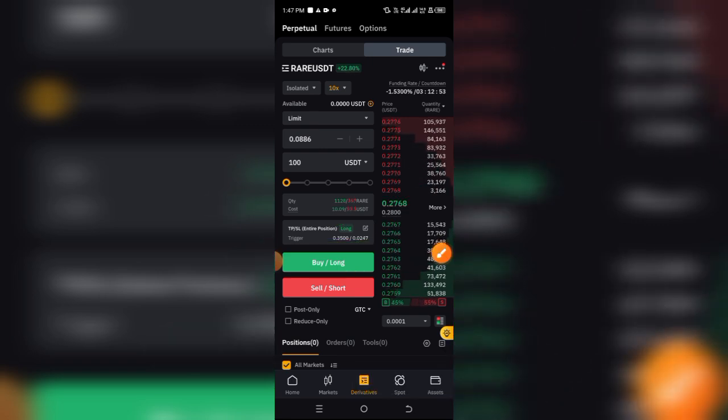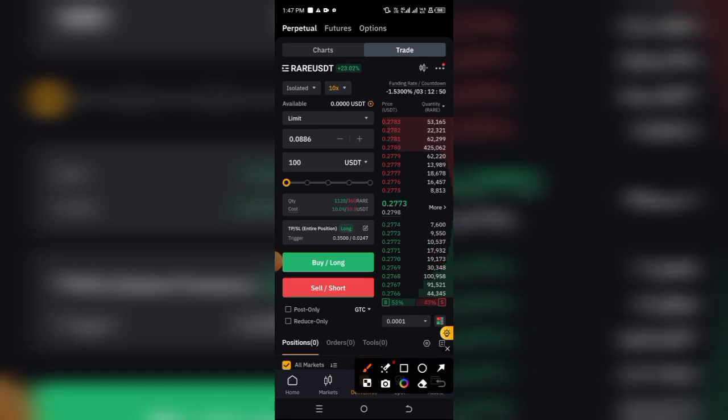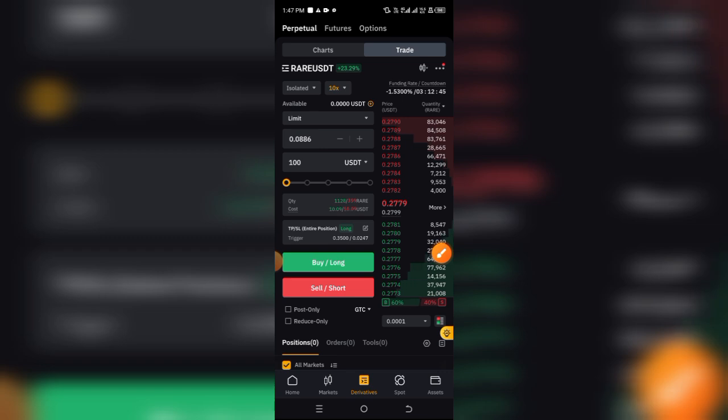That is if you are longing the position. But if it is a short sale, meaning you are betting down, you click on sell or short, and that's exactly how this works.